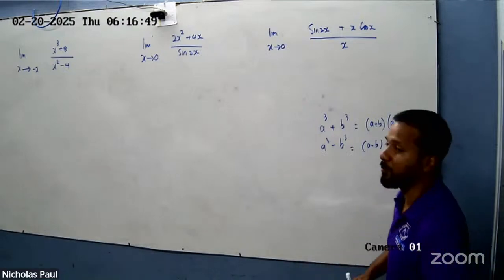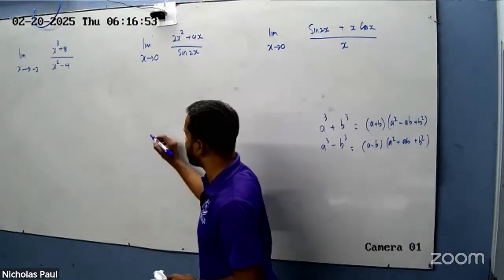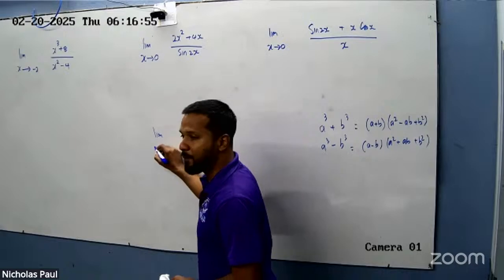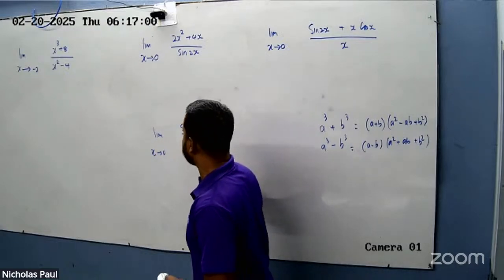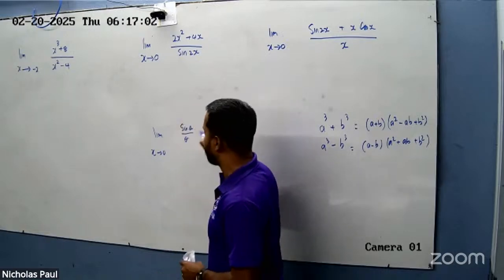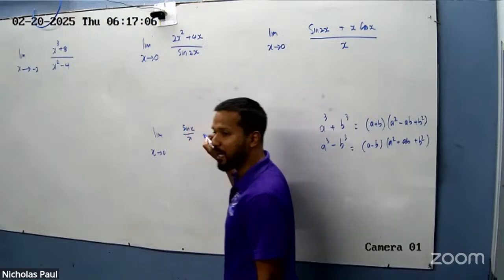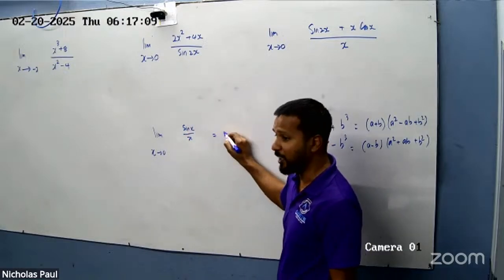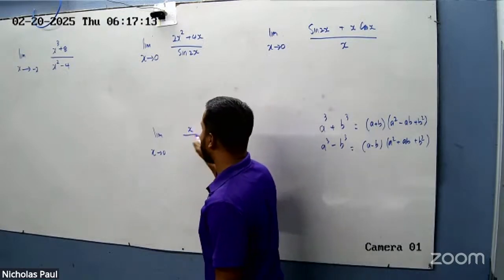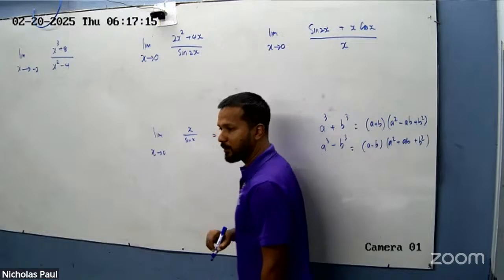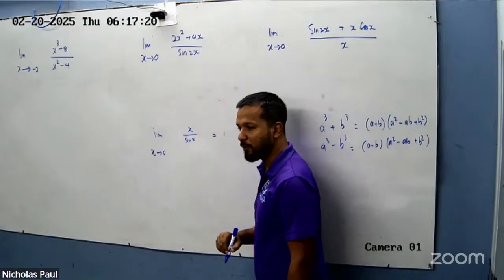Something I forgot to mention. If you have the limit as x approaches 0 of sine x over x, that value is 1. But suppose you had x over sine x. What would it be?